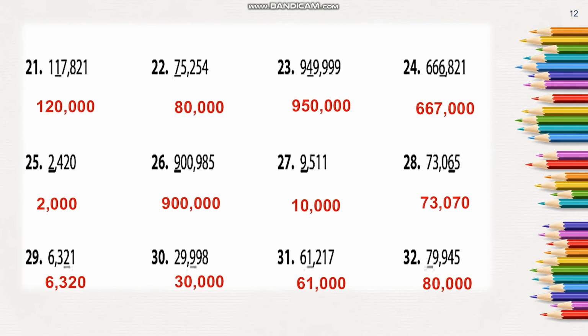Always remember the rule. If the underlying digit, or the digit that you are rounding, is followed by 5 or more, meaning it is followed by 5, 6, 7, 8, 9, you need to add 1 to the underlying digit. And all the digits to its right become 0, and all the digits to its left you just copy. But if it is followed by 4 or less, meaning 4, 3, 2, 1, 0, you just simply copy the underlying digit, the digit that you are rounding, and all the digits to its right become 0, and all the digits to its left you just copy.